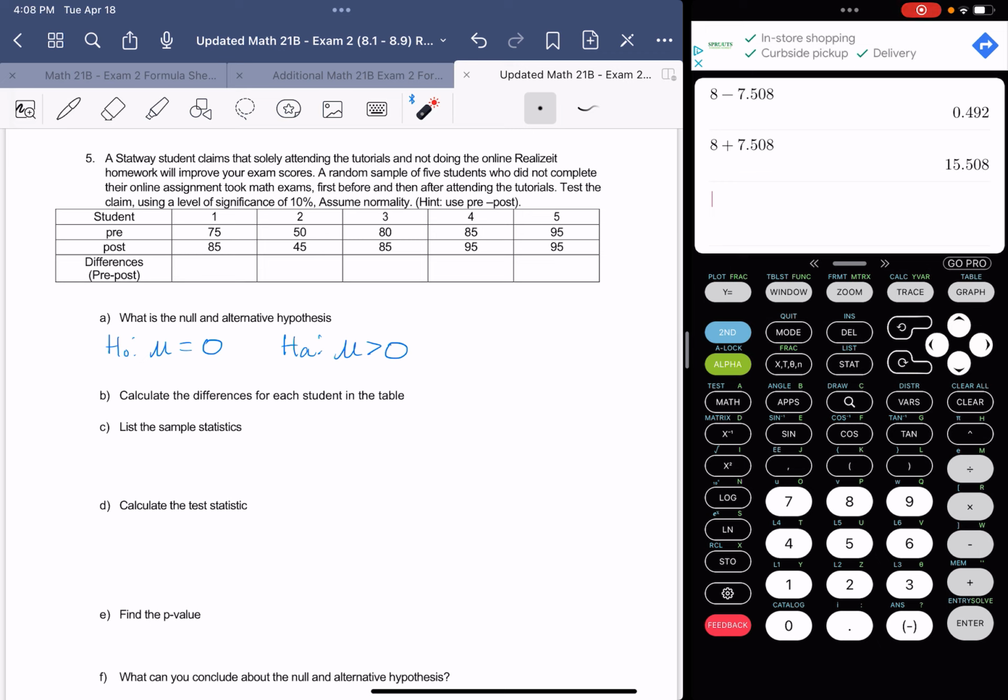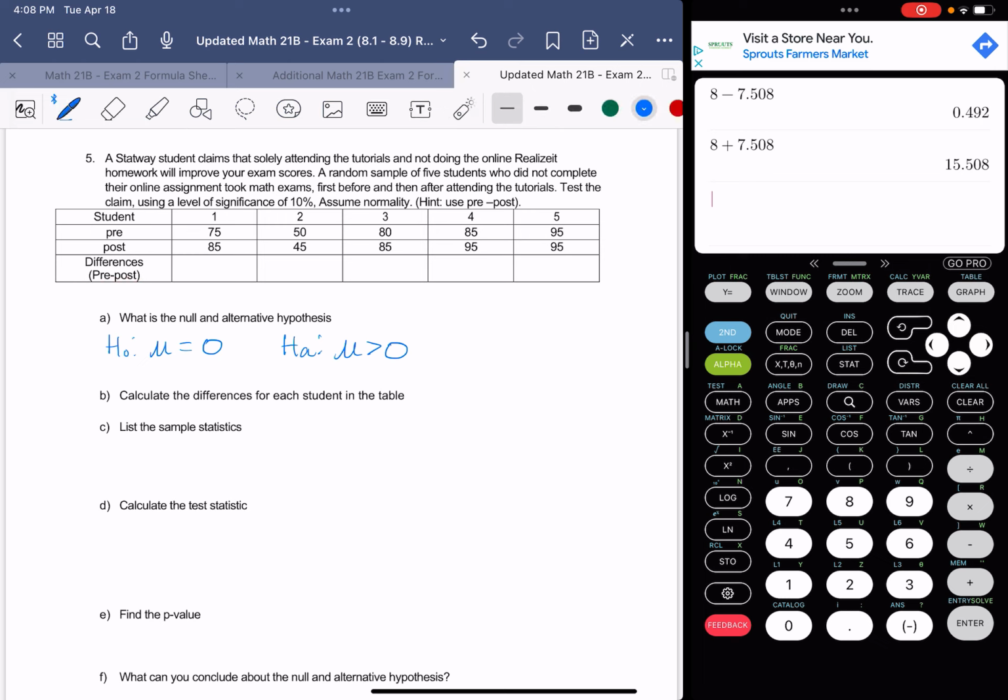I just had a question. If it doesn't specifically say pre minus post or post minus pre, would we just put that in order of what comes first? Exactly. Yeah, if it doesn't specify the order to follow, then just do it in the order as you see it.